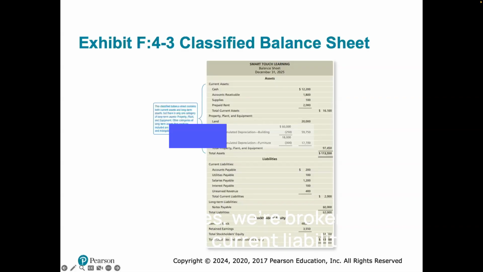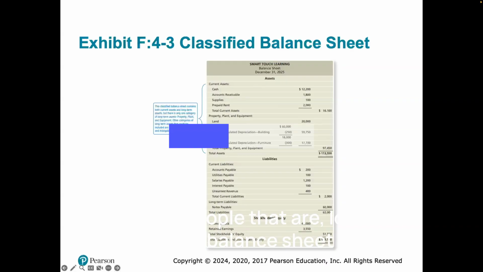Liabilities are broken down into current liabilities and long term liabilities. And then we have our total liabilities and stockholders' equity. We have common stock and retained earnings, which gives us our total stockholders' equity. And then we have total liabilities and stockholders' equity, which should equal our total assets, the same total we had before in the general balance sheet. Only this way we're breaking down the balance sheet to be more detailed about what is current and what is long term assets and liabilities.